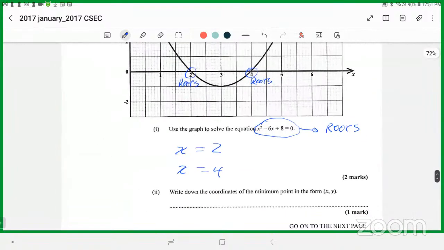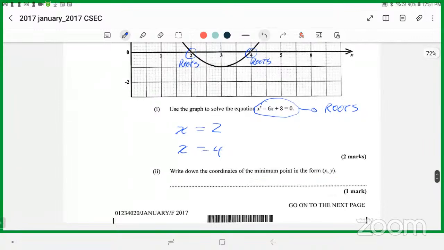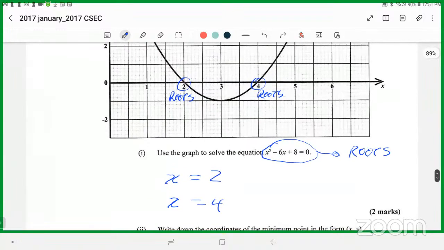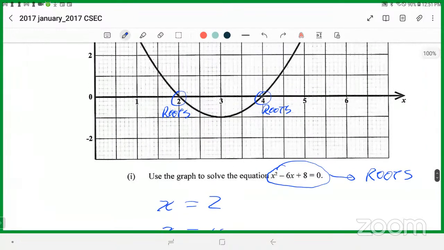All right, next one. Write down the coordinates of the minimum point. This is the minimum point right here. Let's put it on the graph. This point is the minimum point right here. This is a different color for that one.